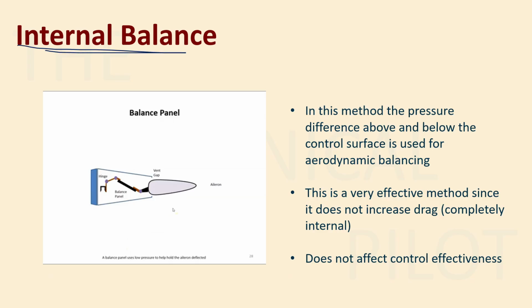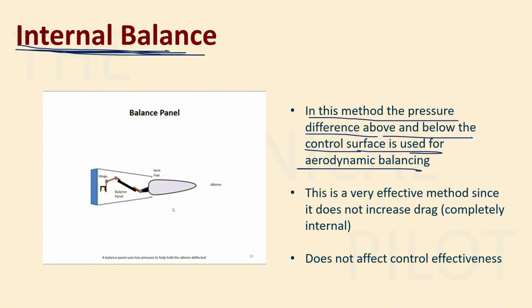Then you have an internal balance method. So the internal balance method is a very awesome method, because it does not increase the drag and it also does its purpose. So in this method, we use pressure difference above and below the control surface, and this is a very effective method since it does not increase the drag. It is completely internal, right, and it also does not affect control effectiveness. So how does it work?